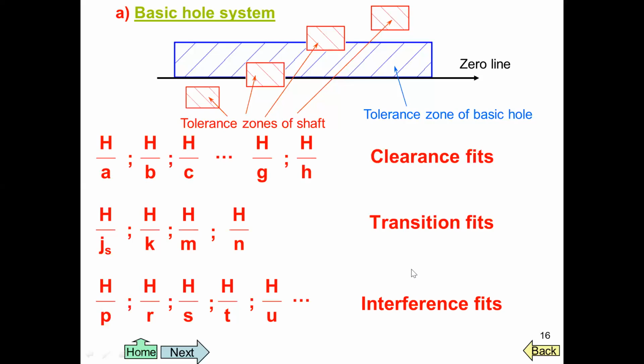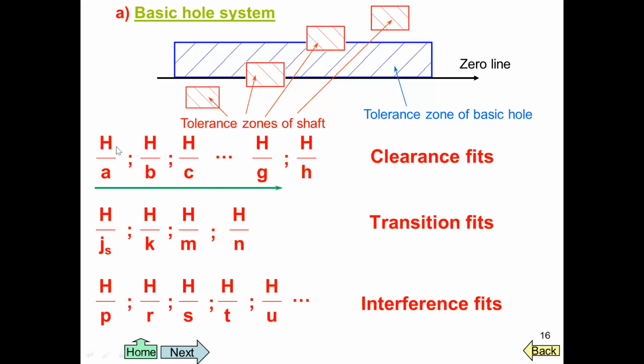So it is very easy to realize which one is a clearance fit, which one is a transition fit, and which one is an interference fit. You only need to remember 4 letters, that means 4 fundamental deviations of the shaft, js, k, m, n, to create a transition fit. And now I make an arrow from the left to the right like this.